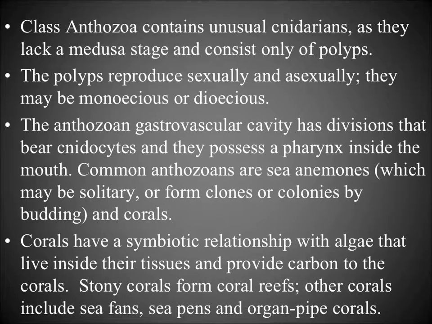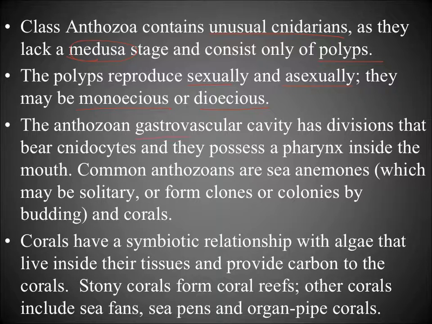Our next class is pretty big. This is the class Anthozoa, but these include some unusual cnidarians. These actually don't have a medusa stage. They consist of only polyps. So the polyps here will reproduce sexually and asexually. They can be monoecious, which means they have male and female in the same body, or dioecious, so very diverse.